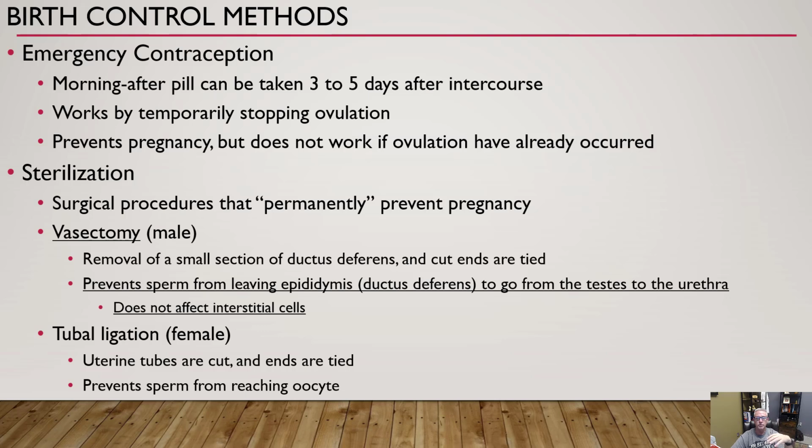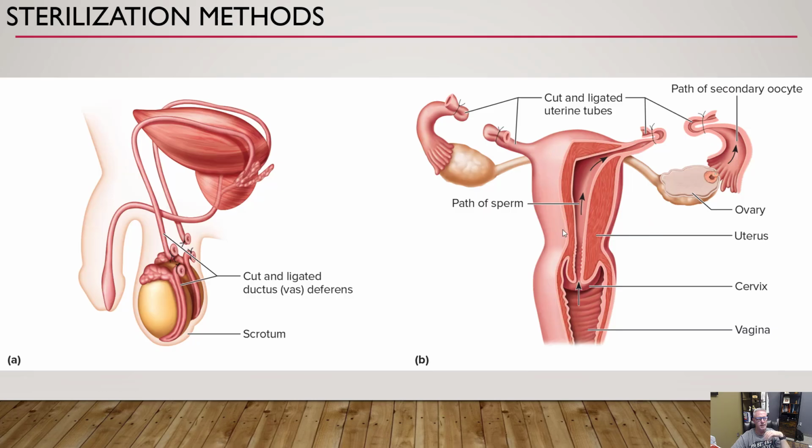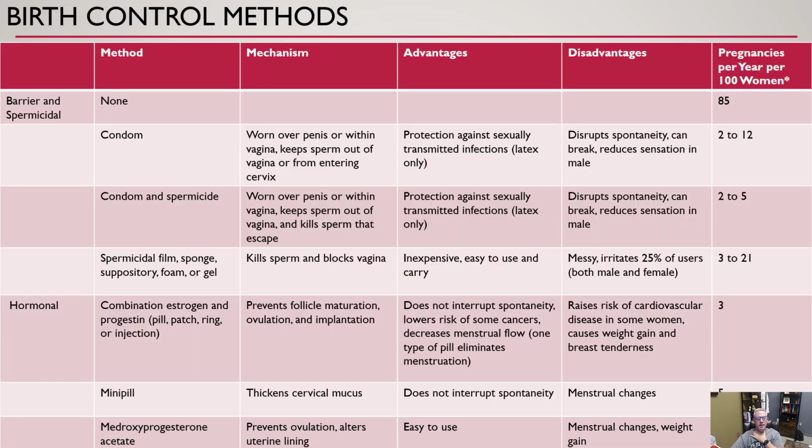And there's also a tubal ligation for the female, where the uterine tubes, or those fallopian tubes, are cut and the ends are tied. And that prevents sperm from reaching the oocyte. So here you can see that on the male side, basically we're snipping right here, the vas deferens, and in the females, we're going to snip right there. All right, so here you can see the various methods of birth control.